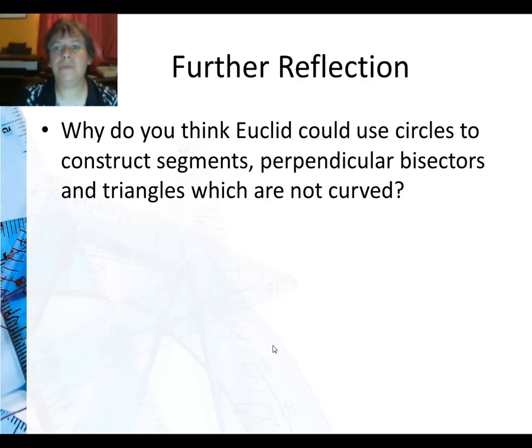So just for further reflection, why do you think Euclid could use circles to construct segments, perpendicular bisectors, and triangles which are not curved? So he's using parts of circles and arcs, and he is using a straight edge as well.